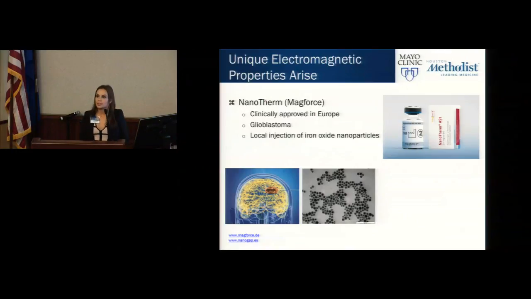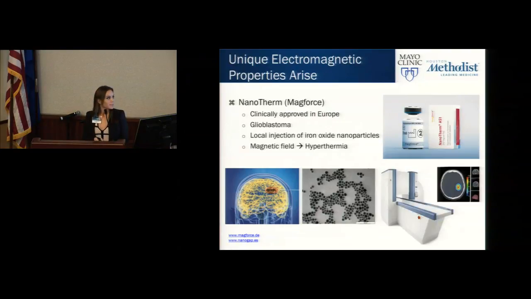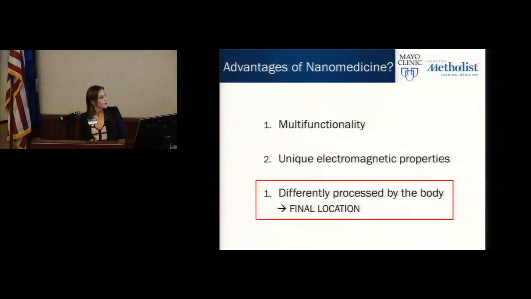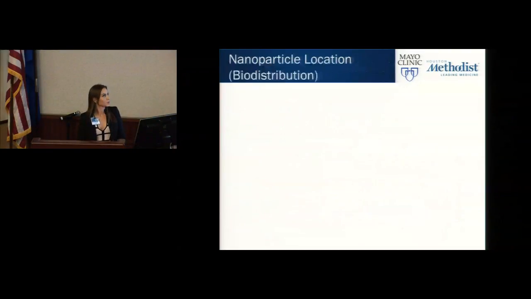So basically what they do is they inject iron oxide nanoparticles locally into the brain of glioblastoma patients. Then they put these patients in a magnetic field. This makes the iron oxide particles heat up, and basically the thermal elevations, temperature elevations, cause the tumors, the cancer cells to die. And then the third example, that says number 1 but is supposed to say number 3, is the fact that nanoparticles are differently processed than small molecules and conventional drugs. And I'll spend a lot more time talking about this third benefit because I think it's more complex to understand than the other two.